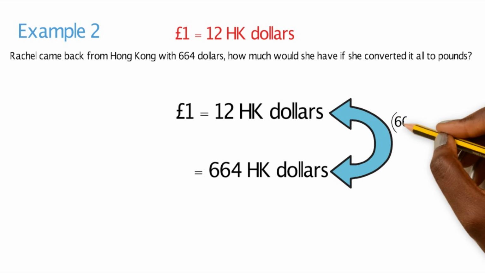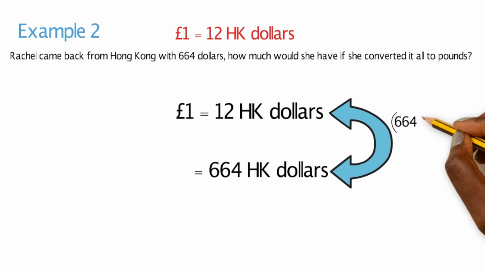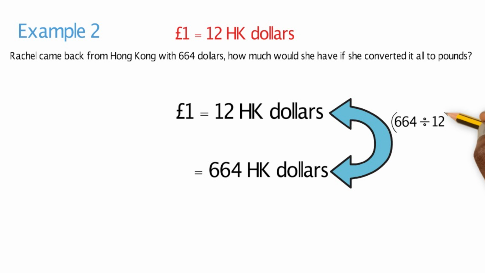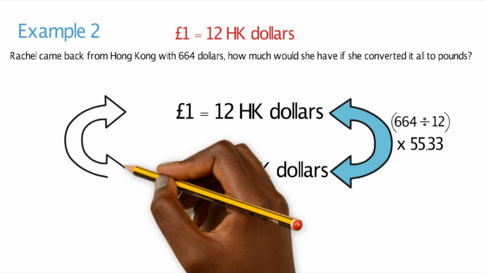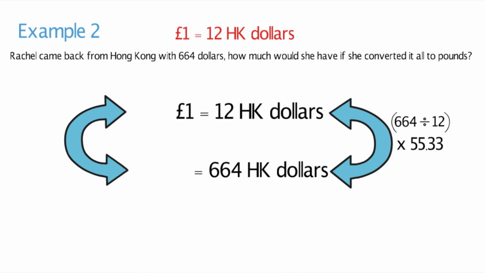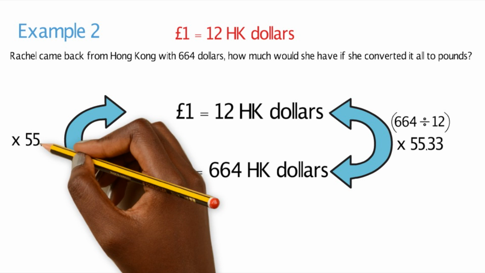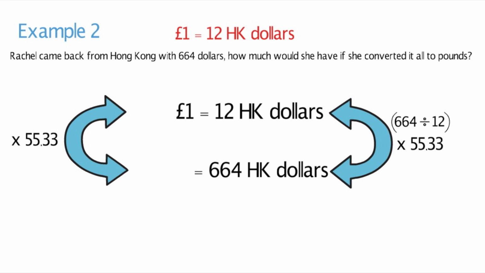In order to work that out, we can work backwards and do 664 divided by 12. That would give us an answer of 55.33. Again, whatever you do on that one side, you do on the other side. Because we're trying to work out the pounds, we're going to do 1 times 55.33, and that gives us an answer of £55.33.